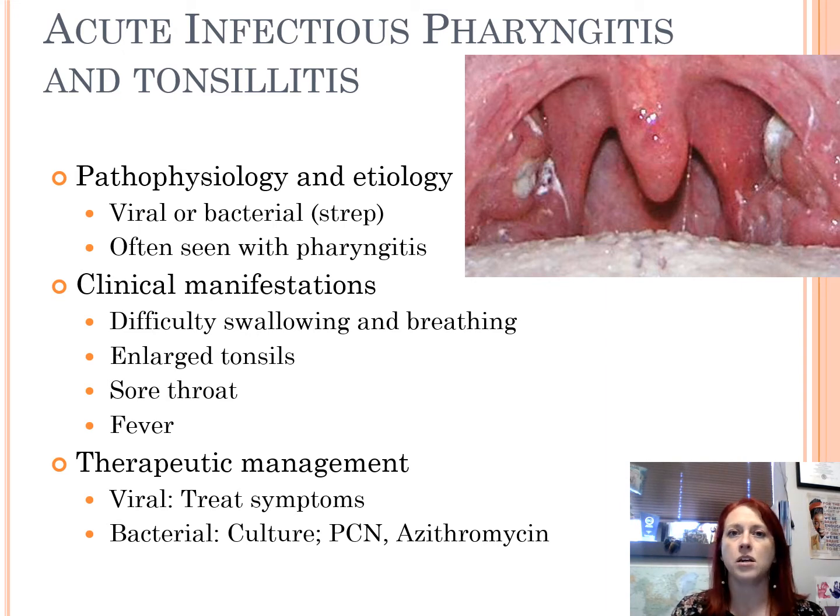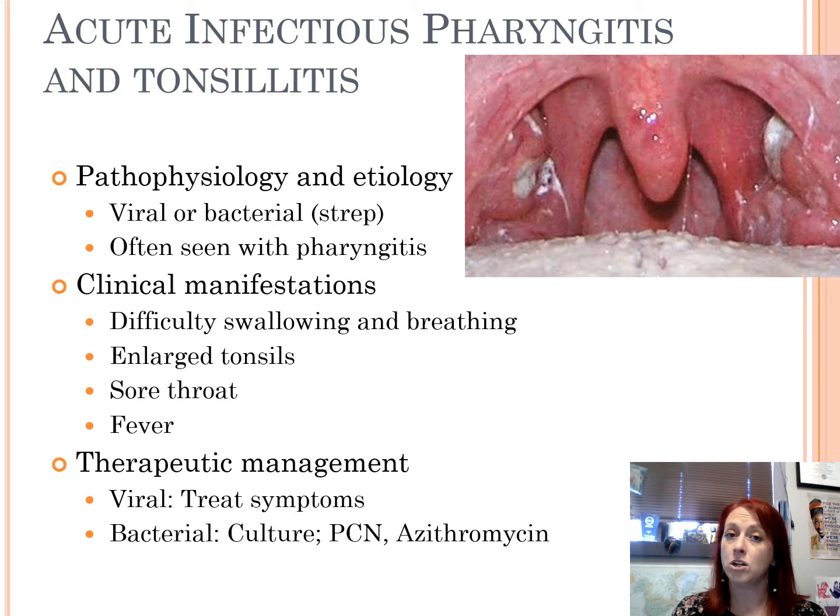So pain, enlarged tonsils, a sore throat, fever sometimes. More common to see fever with the younger kiddos and something like strep throat. So treatment is primarily symptomatic support. If it's viral infection, it's a cold, it's going to be symptomatic support. So suctioning, humidification, Motrin, Tylenol can help with all of the symptoms.